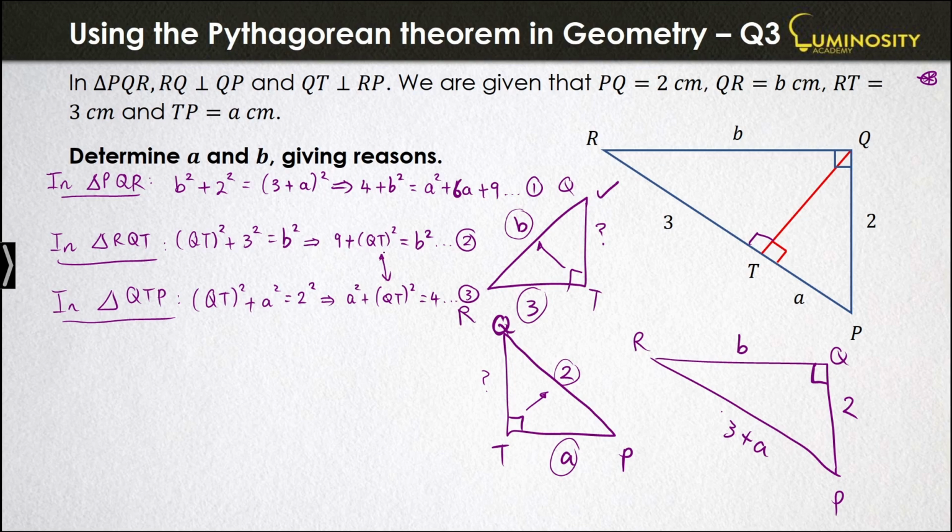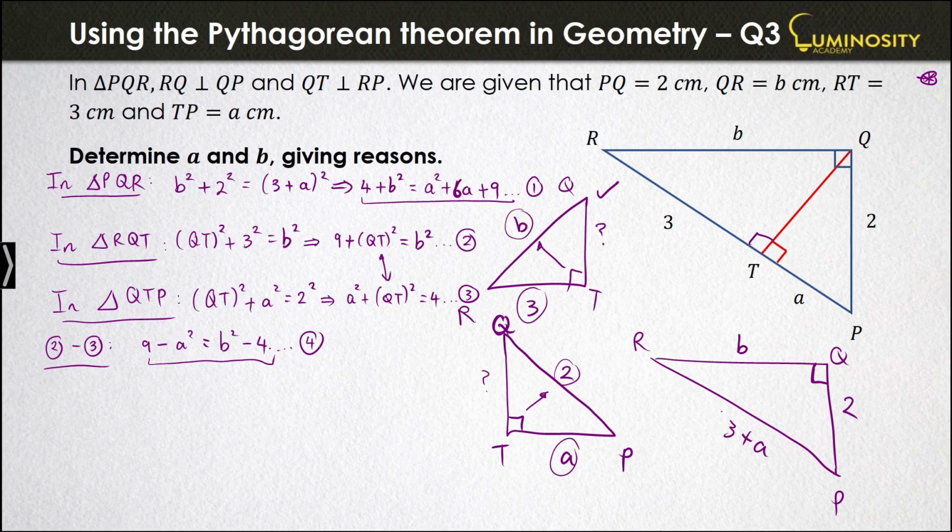All right, so what I'm going to do is I'm going to subtract equation 2 from equation 3 as follows. So on the left-hand side, the QT squares will cancel, so I'm left with 9 minus A squared. And on the right-hand side, I'm left with B squared minus 4. Okay, so I'm going to call this equation 4 that I've generated. So now look here, I have in equation 1 an equation with A squareds, A's, and B's, and on equation 4 I have an equation with A squareds and B squareds.